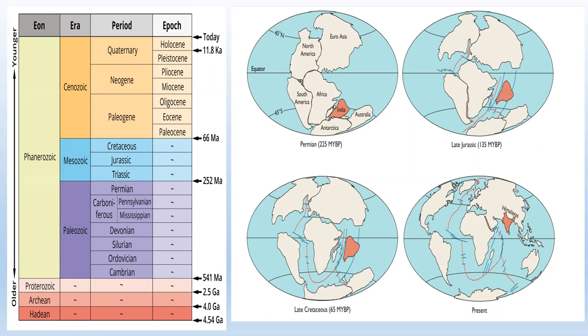Laurasia separated from Gondwanaland. Then in the late Carboniferous, that is around 350 million years ago, they collided again during the Hercynian Orogeny. By the late Carboniferous, Pangaea was complete, that is around 300 million years ago.